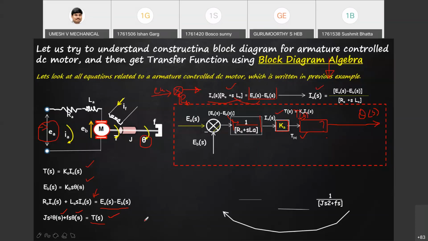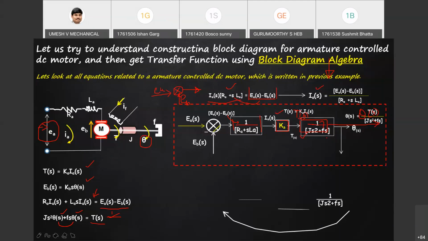Super. Is it 1 by...? So you get theta of S equals T of S divided by, if you take S common, T of S divided by this. So 1 divided by J S square plus F S, 1 divided by that. You get theta of S.